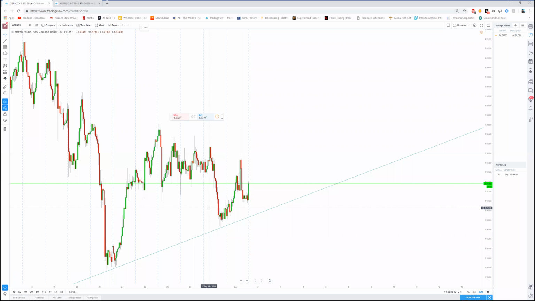Again, if the body finishes below this line here, then it's no longer good for the buy. It's not necessarily good for the sell either though. It's just good for not the buy. I know it's also really confusing.